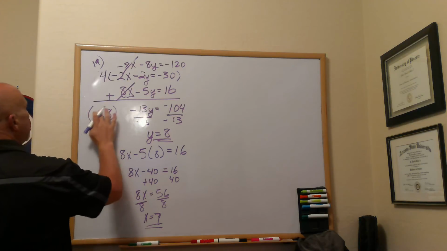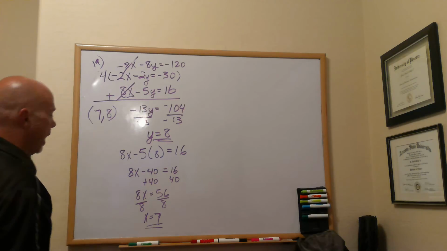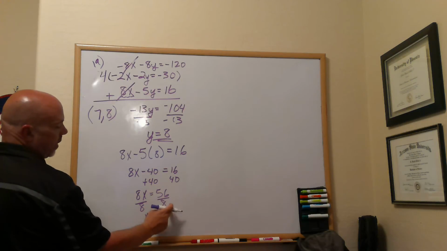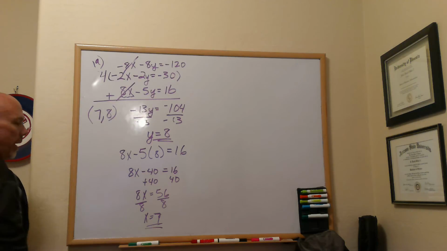How about a 7? That looks a lot better. 8 times 7 is 56, not 8 times 9. 8 times 7 is 56. So 56 divided by 8 equals 7. X equals 7. My answer is 7, 8.